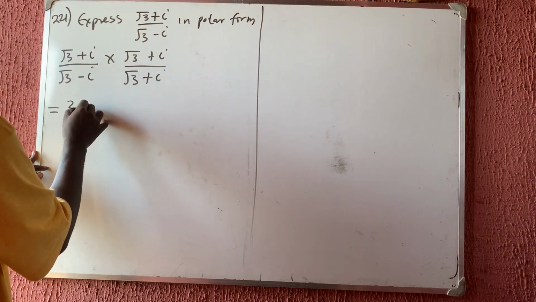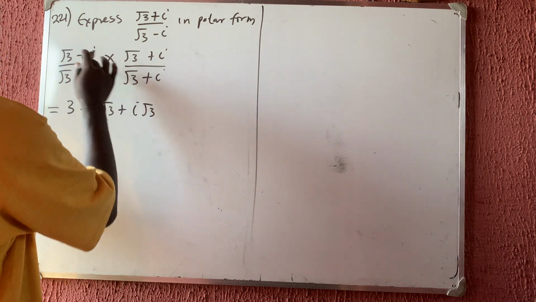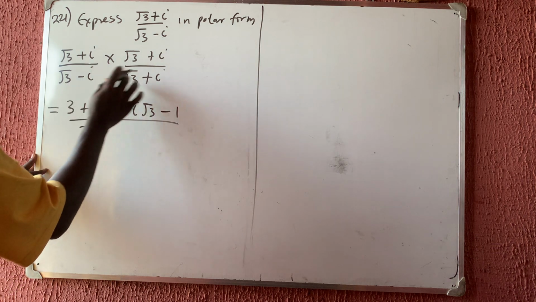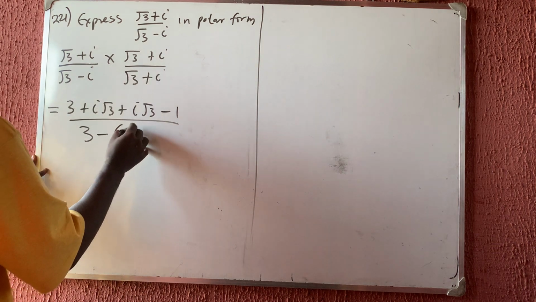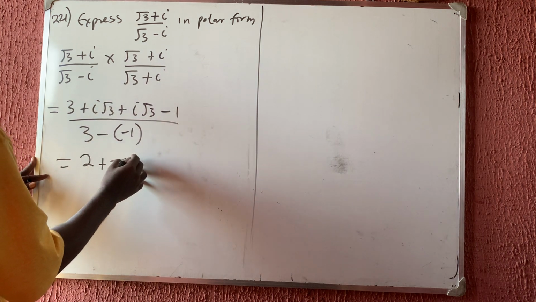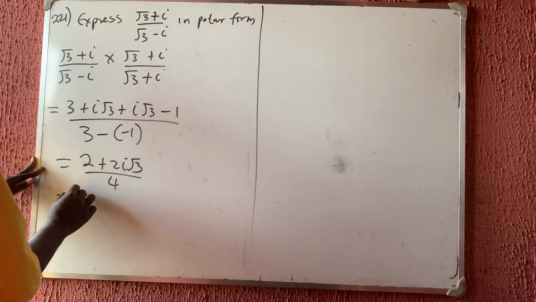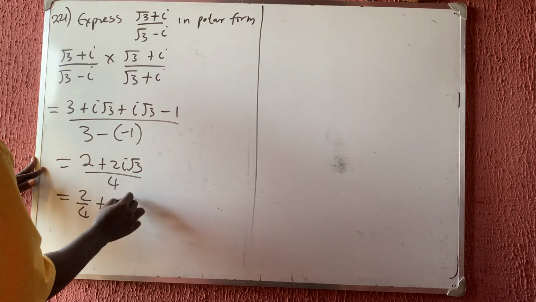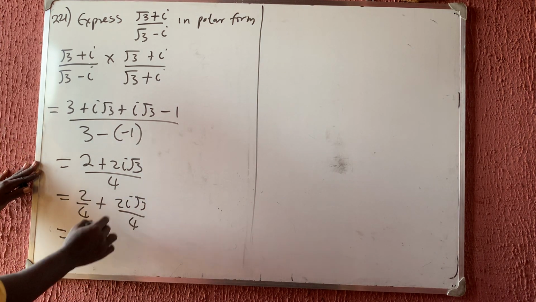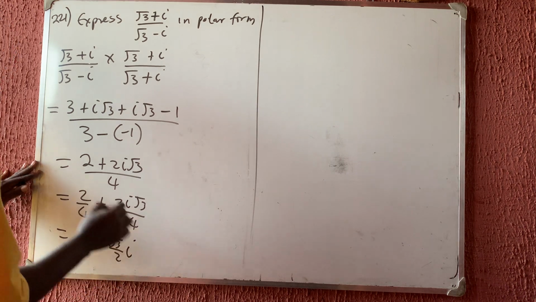Root 3 times i is what? i root 3. This time this is another i root 3. This time this will give you minus 1, all over, this time this is ordinary 3. Minus times plus is minus. i times i is minus 1. So I'm having this, and this will give me 2 plus 2i root 3 all over 4, which is 2 over 4 plus 2i root 3 over 4. So which is 1 over 2 plus root 3 over 2 i.